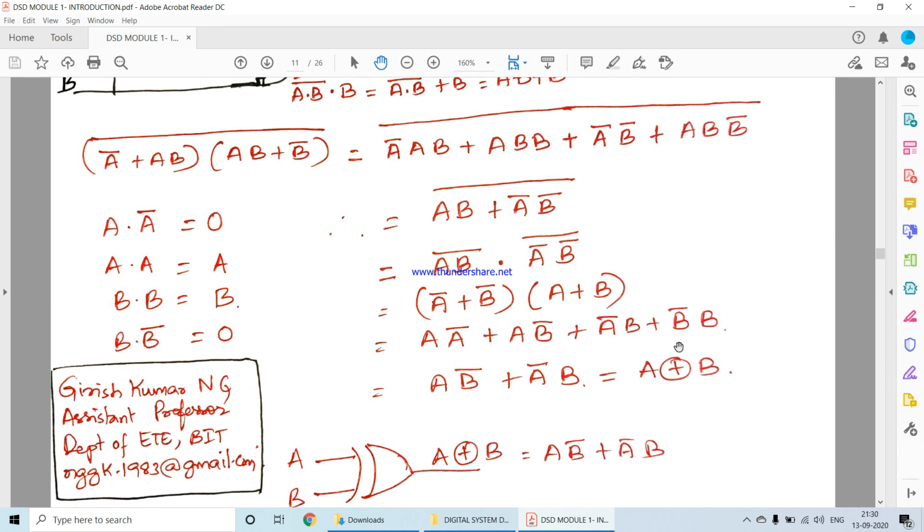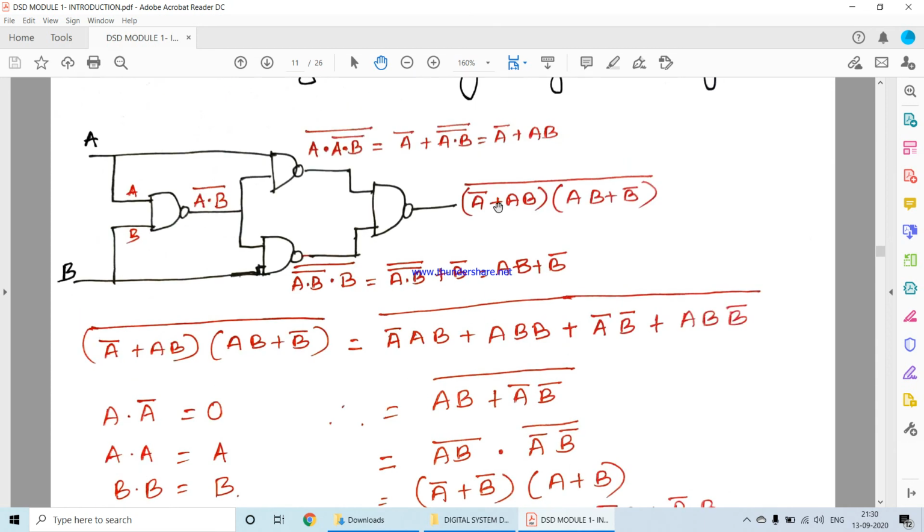Therefore, that is A XOR B. So I got the expression A XOR B. Therefore, the output here is nothing but A XOR B. And this is the A XOR B equivalent NAND gate diagram. So you need 4 NAND gates to realize XOR gate.